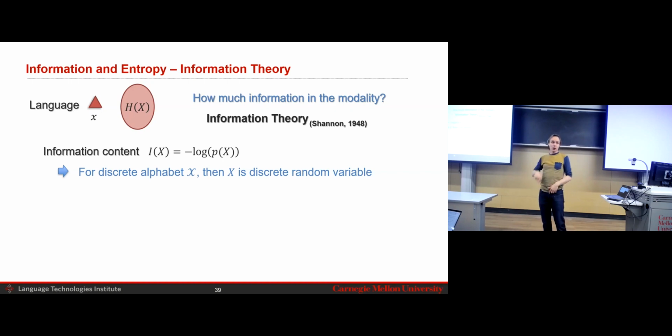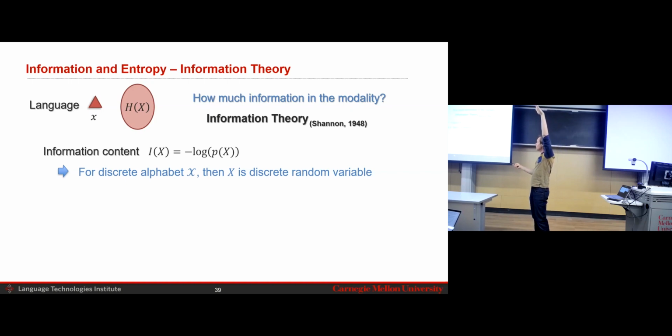For the lecture today, I will give the definition for when my modality has a discrete dictionary. Information theory also exists for continuous values, but it's much easier to understand for discrete. And language nicely has a discrete dictionary. So if my modality has this natural alphabet, like of 300,000 words, then X is a discrete random variable over that alphabet.